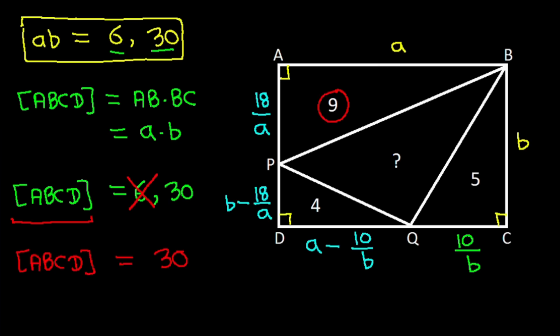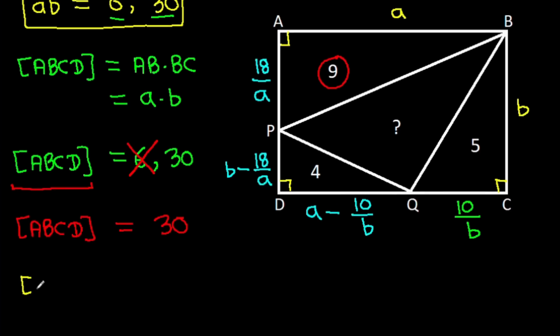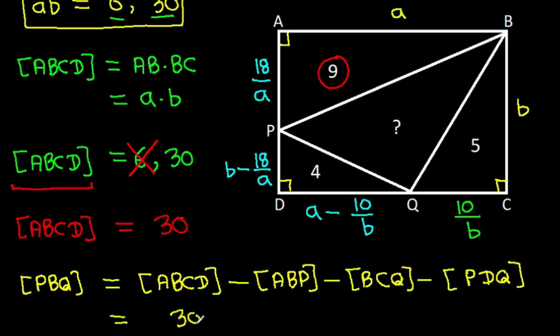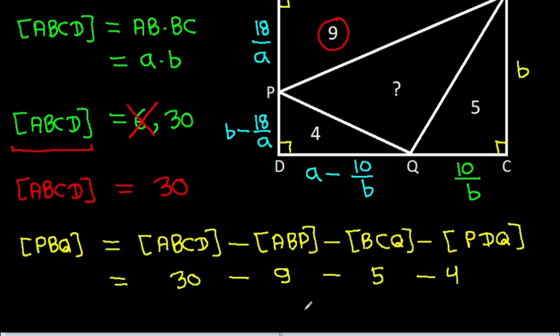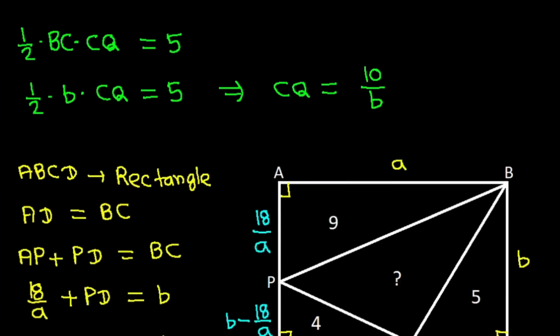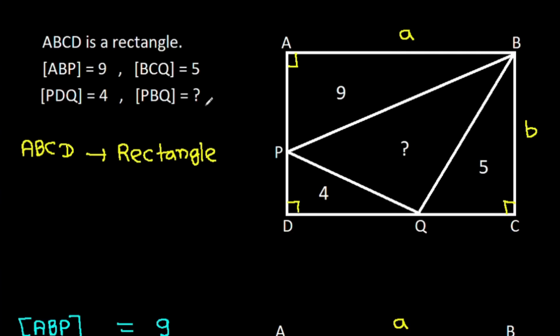And now area of PBQ will be area of ABCD minus area of ABP minus area of BCQ minus area of PDQ, and it is 30 minus 9 minus 5 minus 4, and it is 30 minus 18, that will be 12. So it is 12.